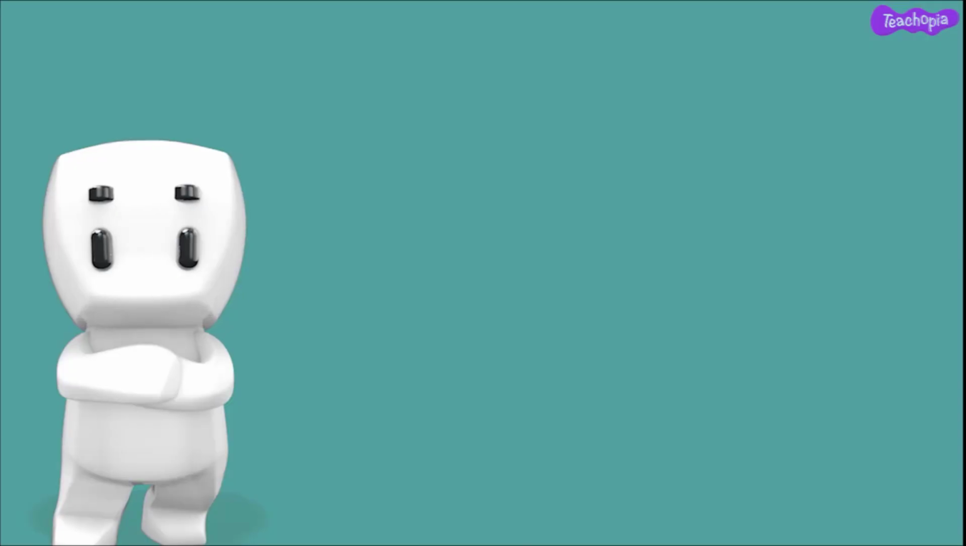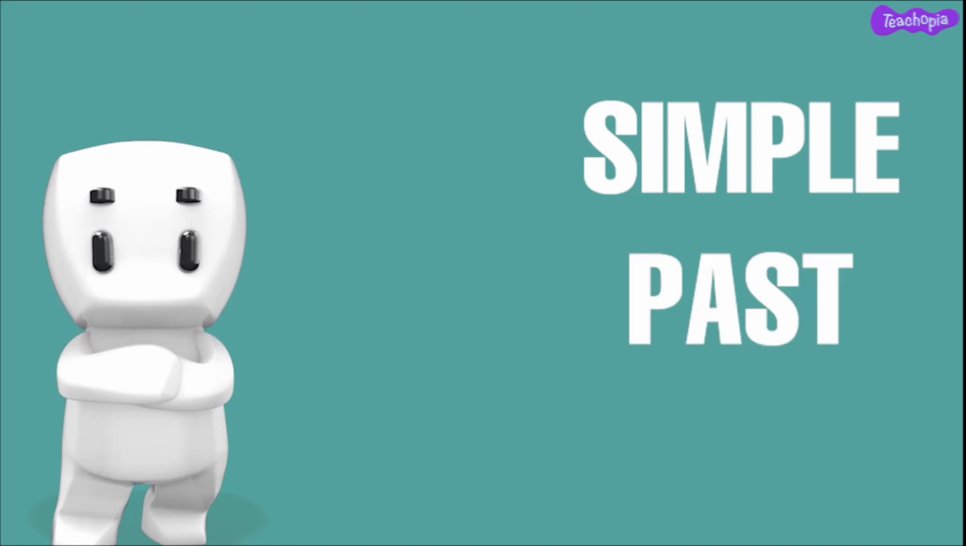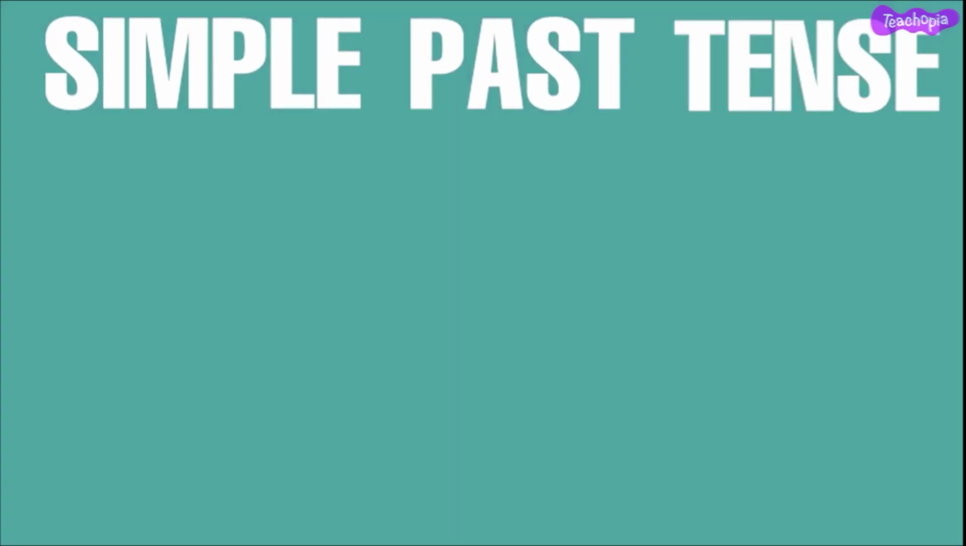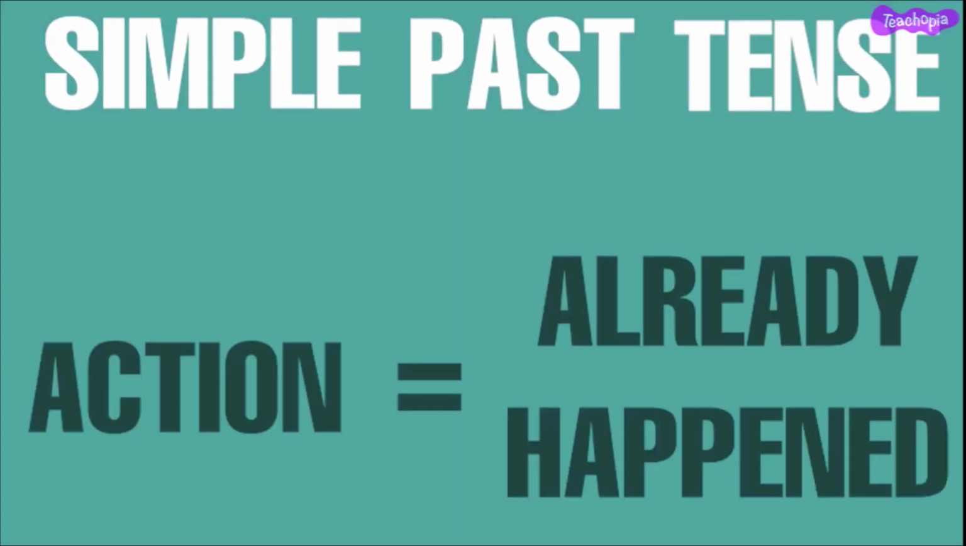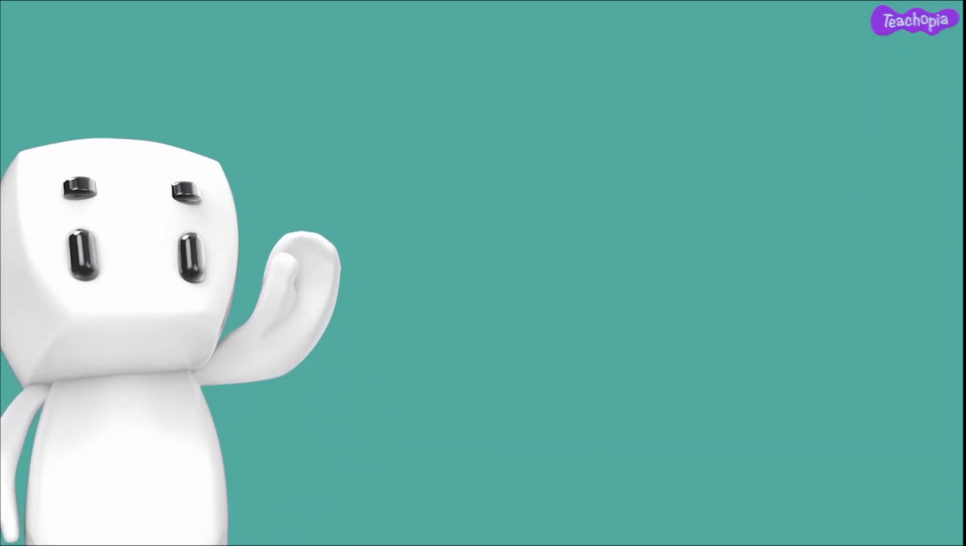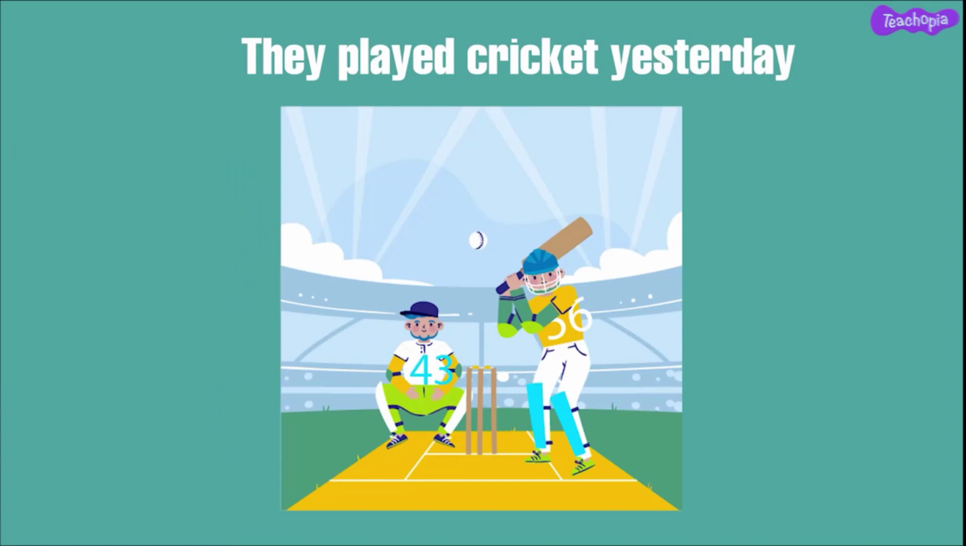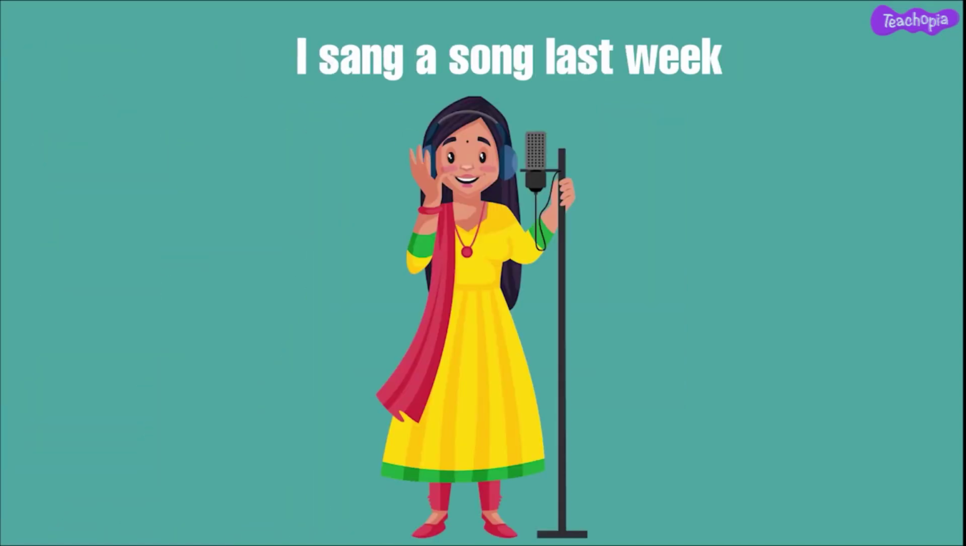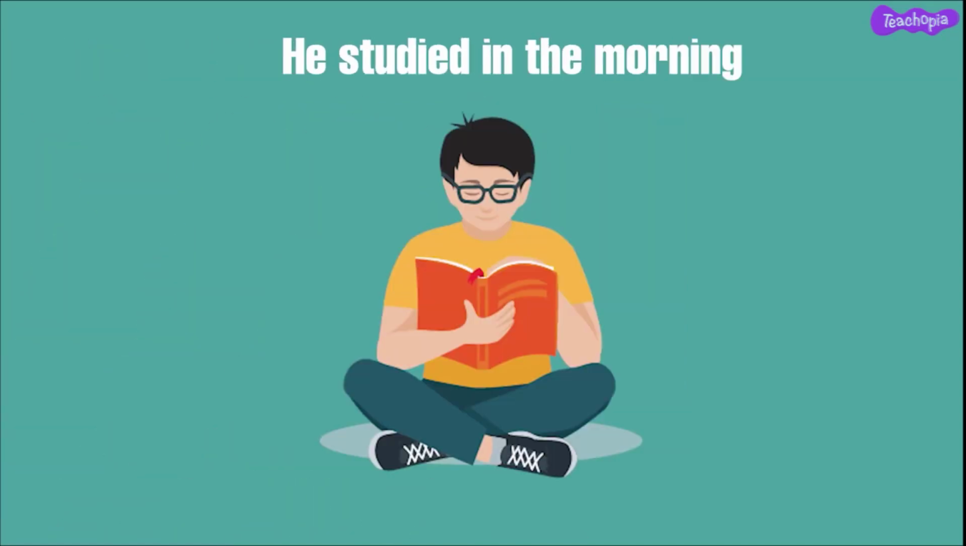Now let's talk about simple past tense. The simple past tense describes actions that have already happened. For example, they played cricket yesterday. I sang a song last week. He studied in the morning.